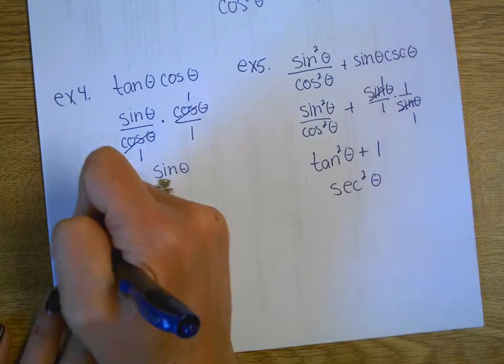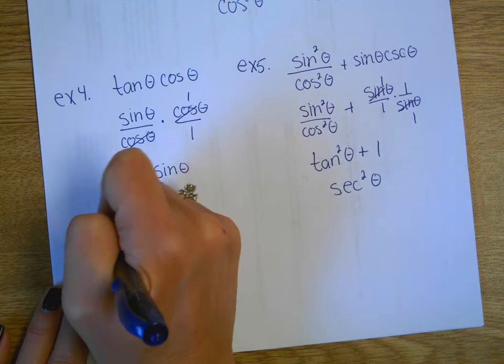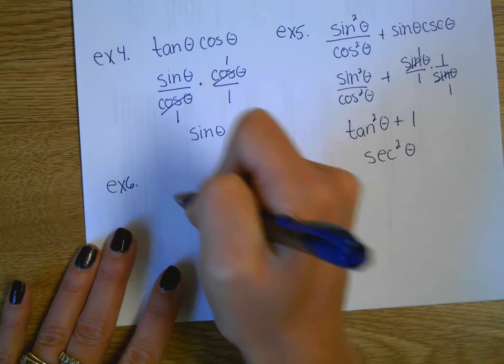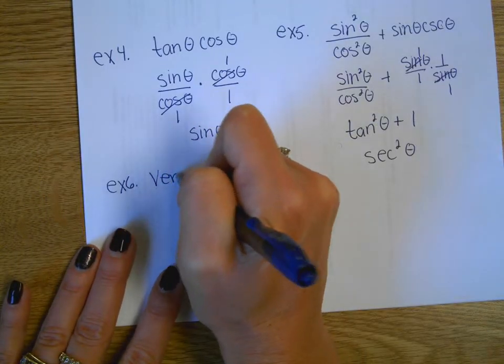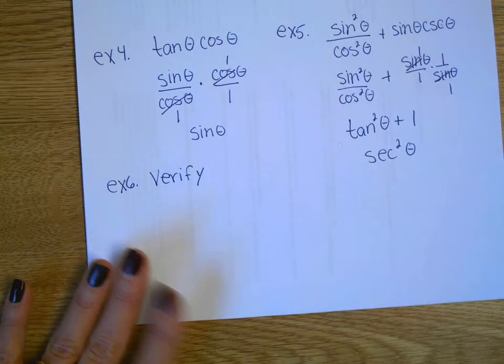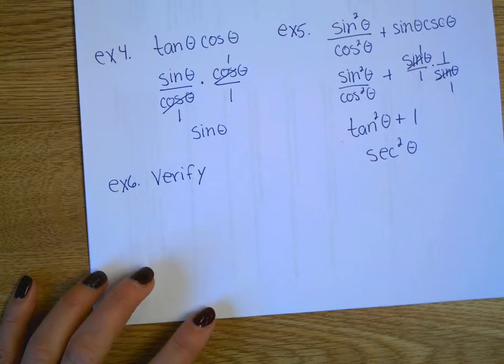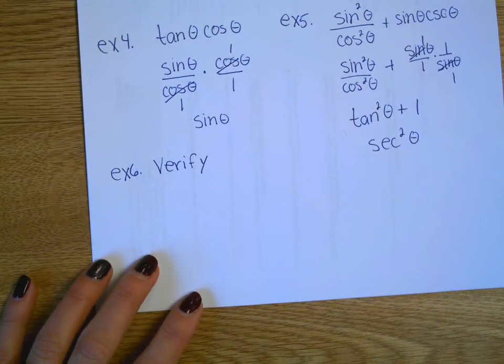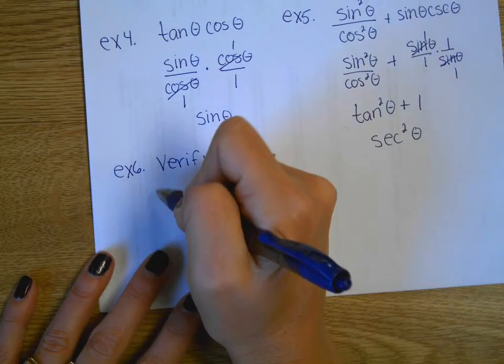All right, number 6. The last two of my questions. This one will say verify. These are actually quite nice because they give you a goal to get to. Verify, but the problem is you have to show me all the steps. You can't just take quantum leaps.